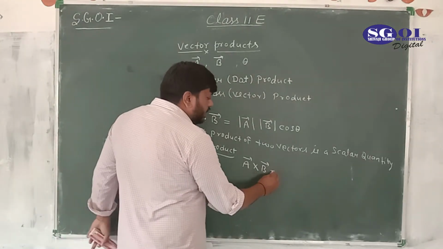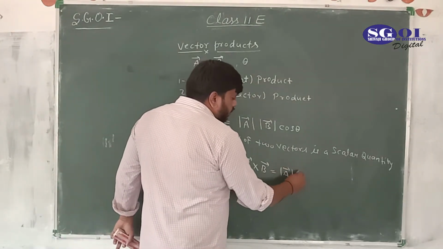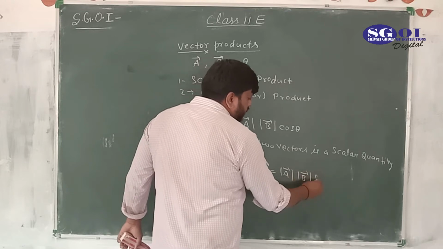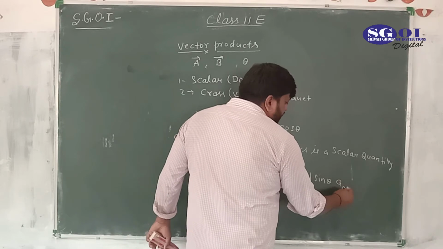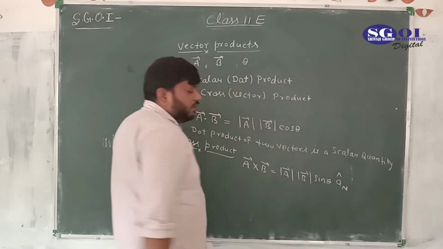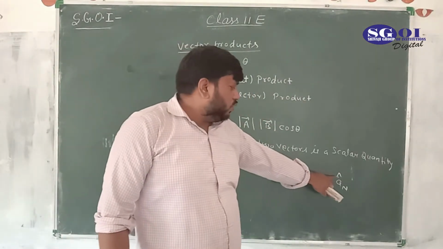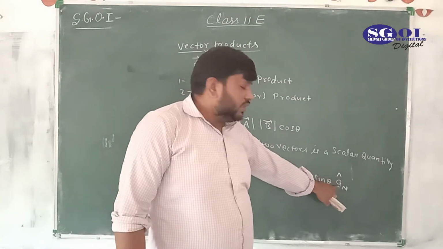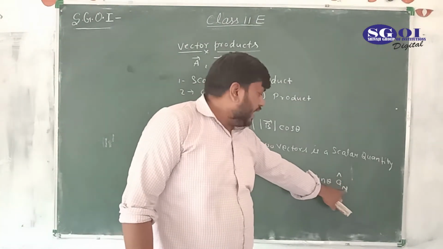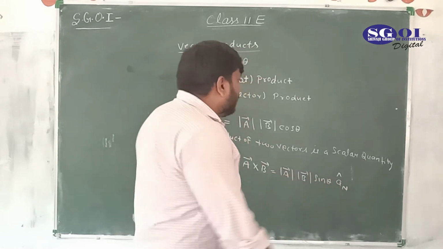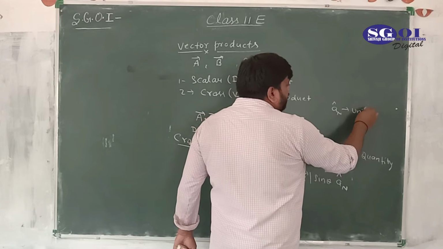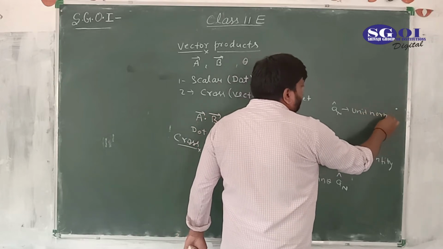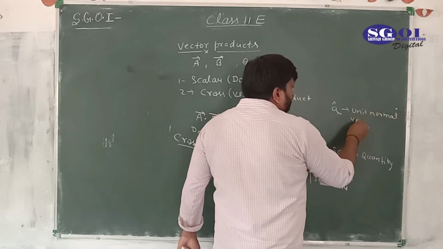What is A cross B? Mod A, mod B, sin theta, and there is a unit vector, the unit normal vector, n cap. This is a unit vector and n is normal. So what is n cap? This is the unit normal vector.